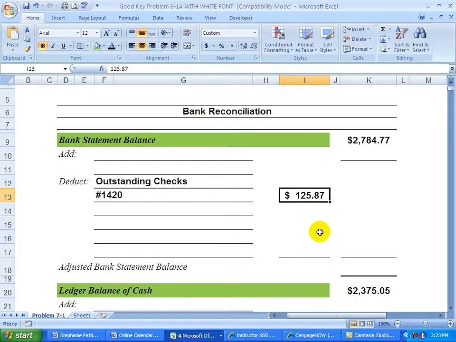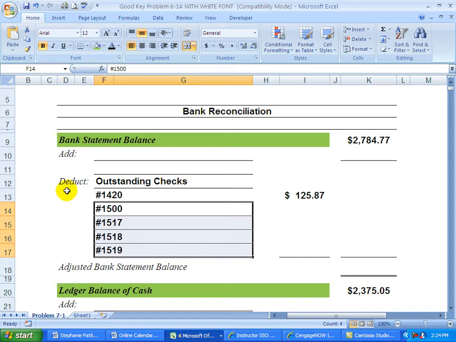Looking at letter B, check number 1500 for $155, one for $132, one for $218, and one for $128.85 are checks that we've written during the month of November, but they haven't cleared through our account yet. The people that we gave the checks to have not cashed them yet, or they're in the mail and our bank hasn't seen them. These checks are called outstanding checks, and we're going to list them under deduct, because remember, outstanding checks would decrease our bank account balance.